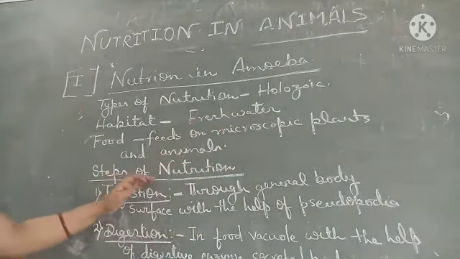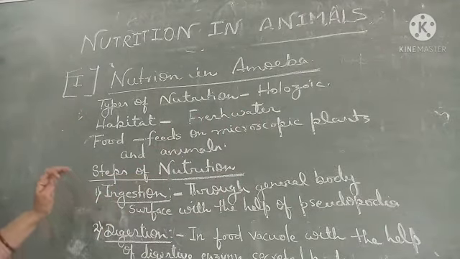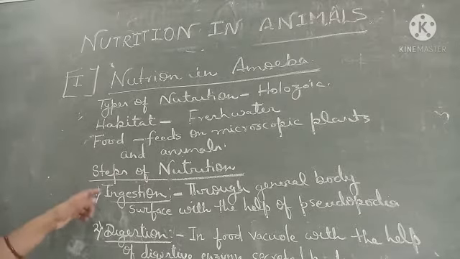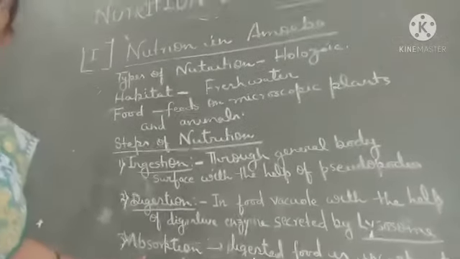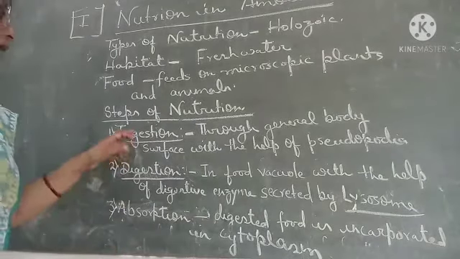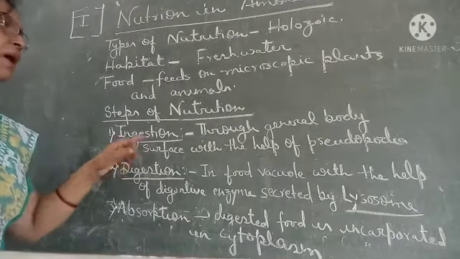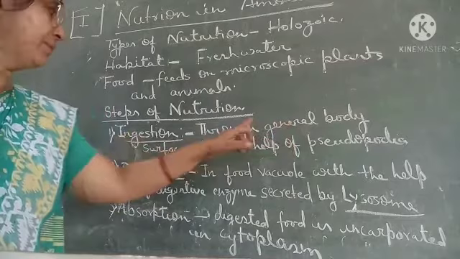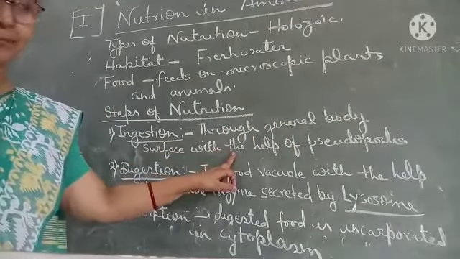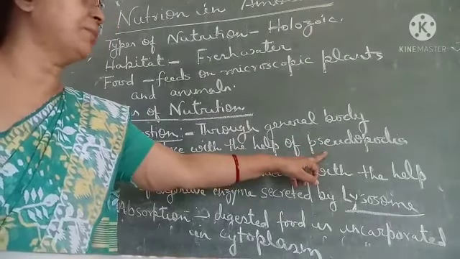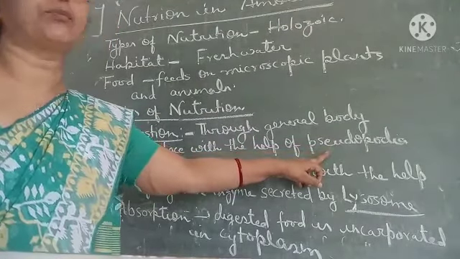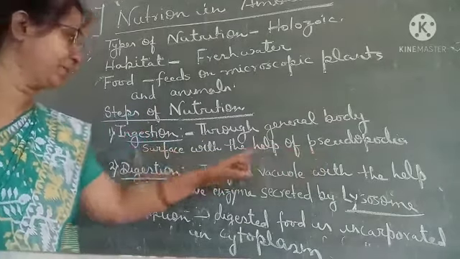Now come to different steps of nutrition. Its different steps can broadly be divided into 5 groups: ingestion, digestion, absorption, assimilation and egestion. Look at one by one. Ingestion. Ingestion in amoeba occurs through the general body surface with the help of pseudopodia. Pseudopodia is formed as food comes near the amoeba body. It is a finger-like projection of cytoplasm.